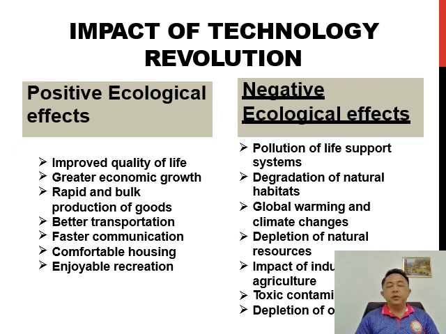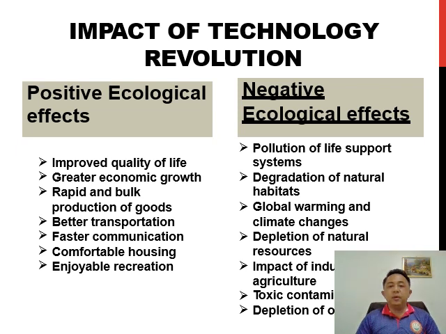So when we say pollution, it pollutes water, it pollutes the air, it pollutes the land. Because those three, land, air, and water, are the basic support systems for us to live and survive in our planet. Aside from that, another negative ecological effect is the degradation or destruction of natural habitats of our animals and even humans.